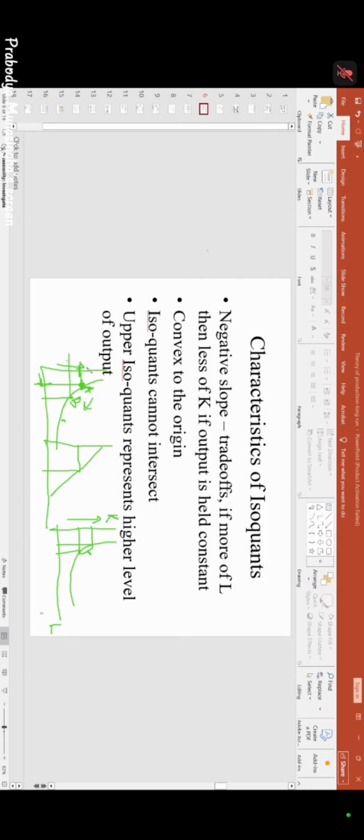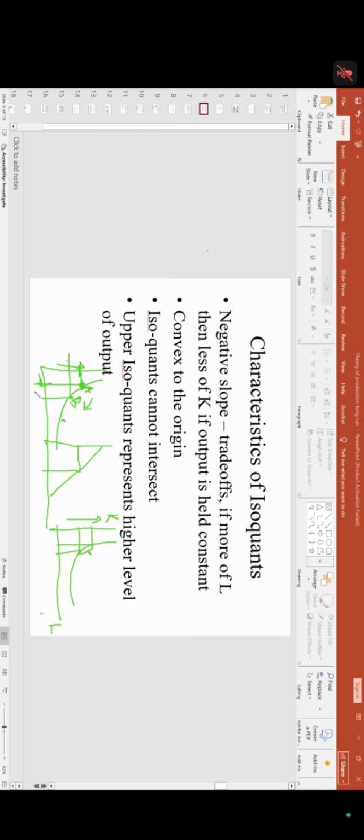Here, you have used this much capital and this much labor. But when you go to B, you have to reduce your capital and increase your labor. You have to compromise one variable to increase the other variable. So that is a negatively sloped curve. We call that a trade-off. If more of L, then less of K. Simply, it's a kind of trade-off.